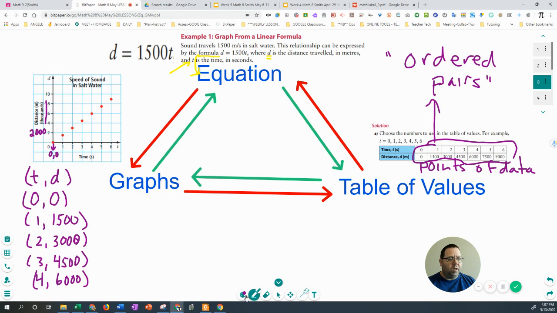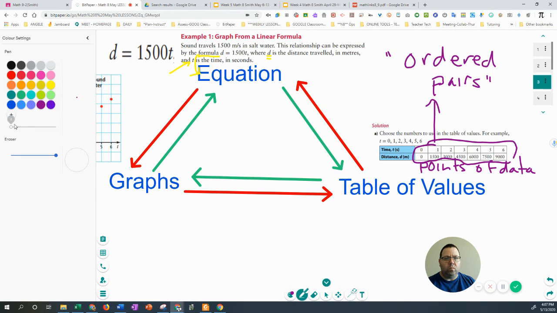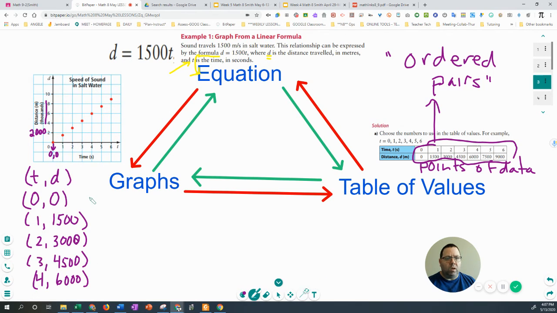I'm just going to make my pen a little bit finer so it's not so thick. Okay, and then over here, right, this is where I can play. I think this should be more down here. Doesn't matter. This is 1, 1,500. Okay, and then over here is 2, 3,000. Then over here is the ordered pair of 3. This should be 4,500.